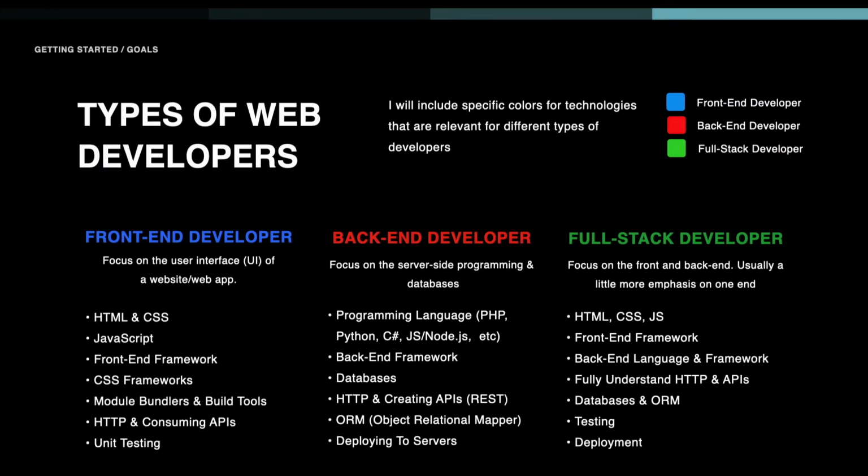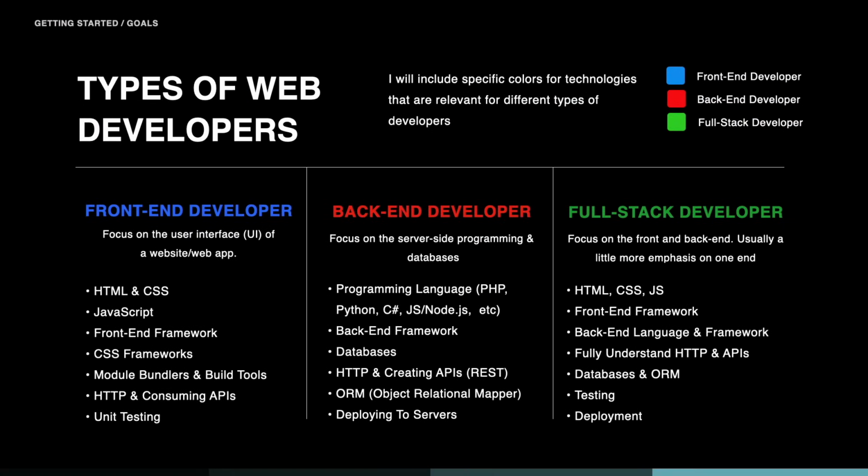Okay, so continuing on with goals, you should decide which type of web developer you want to be. The three types are front-end, back-end, and full stack, and we're going to be talking about technologies that all three of these use. And I'm going to do what I did a couple years ago and color code the topics and the technologies. So we'll have blue for front-end, red for back-end, and green for full stack. All right, just to kind of categorize all of the different technologies, all the different frameworks and languages and so on, and make it a little easier to understand.